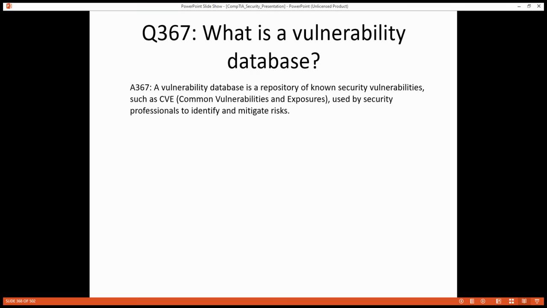Q367. What is a vulnerability database? A367. A vulnerability database is a repository of known security vulnerabilities, such as CVE, Common Vulnerabilities and Exposures, used by security professionals to identify and mitigate risks.